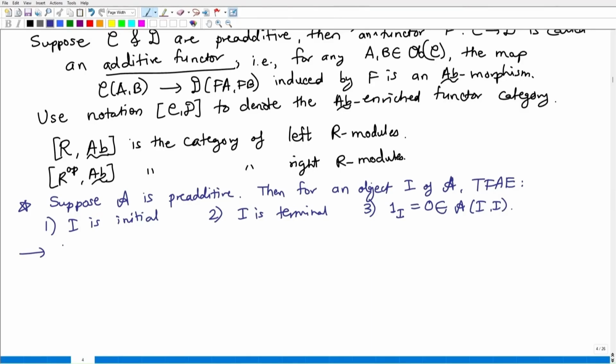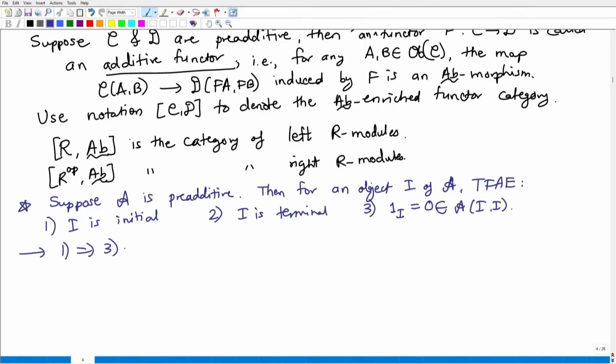Okay, so 1 implies 3. If I is initial, then can you immediately conclude that the identity on I... if it is initial, then Hom(I, I) has to be a singleton. Well, that singleton has to be the identity and it also has to be 0 because it's an Abelian group. So done? Okay, I am not writing that. And what about 3 implies 1?